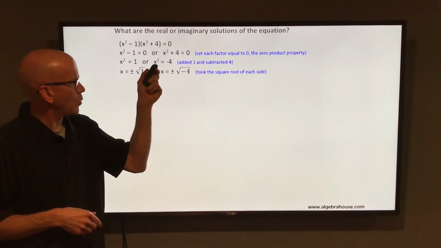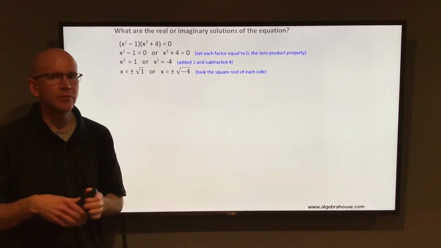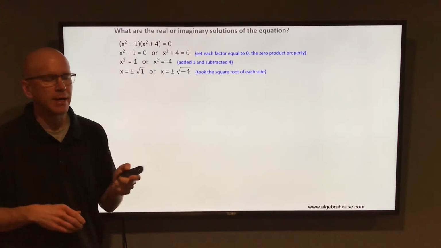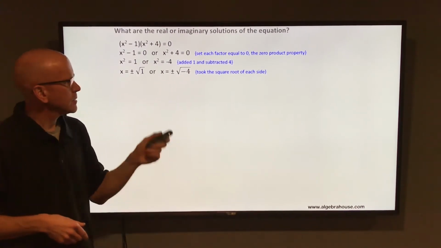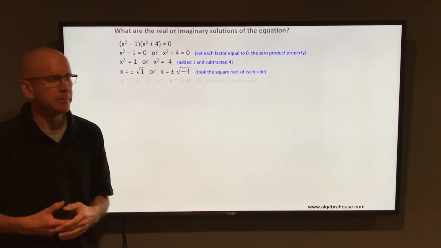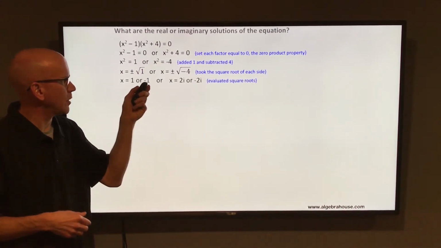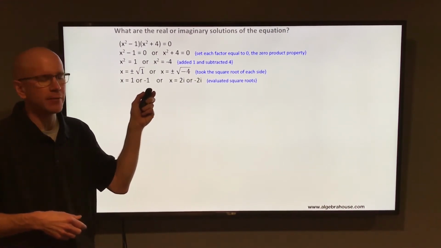And also, with x squared equals negative 4, take the square root of each side there. And again, take into account the positive and also the negative of the square root of negative 4. So the square root of 1, that is 1. Get x equals 1 or negative 1. So positive or negative 1, that would be 1 or negative 1.